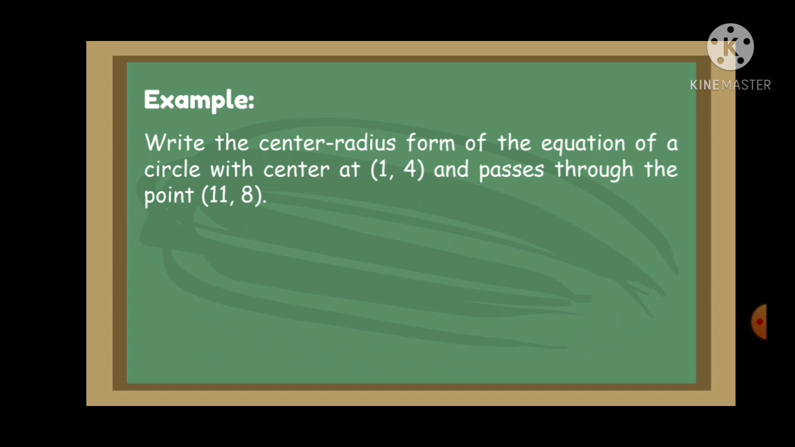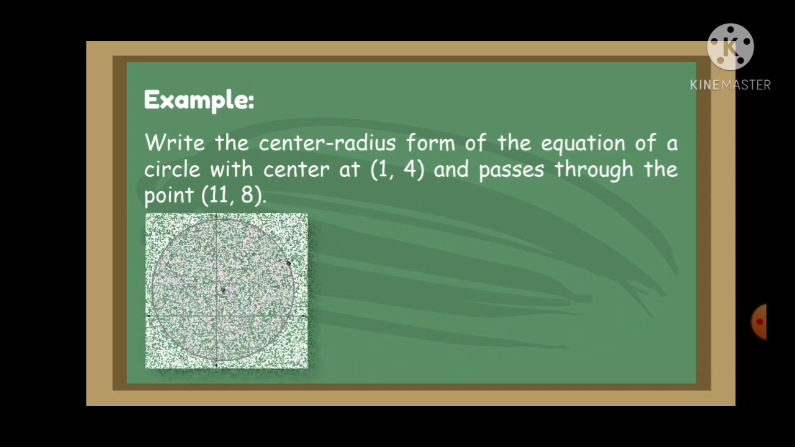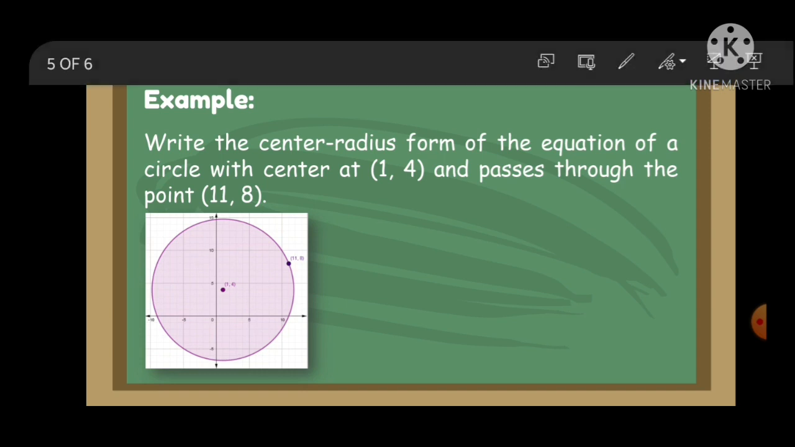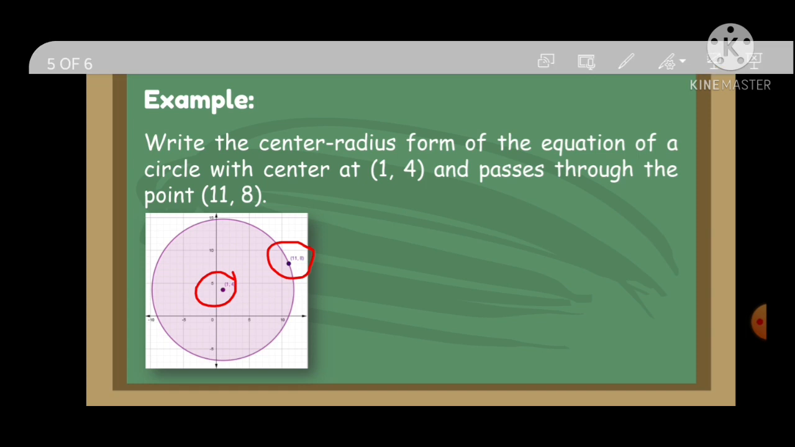In the next example, we are going to write the center radius form of the equation of a circle with center at (1, 4) that passes through the point (11, 8). Now we are not given the length of the radius. So this is the center and this is (11, 8), a point on the circle. So that means we can compute the length of the radius using the distance formula.